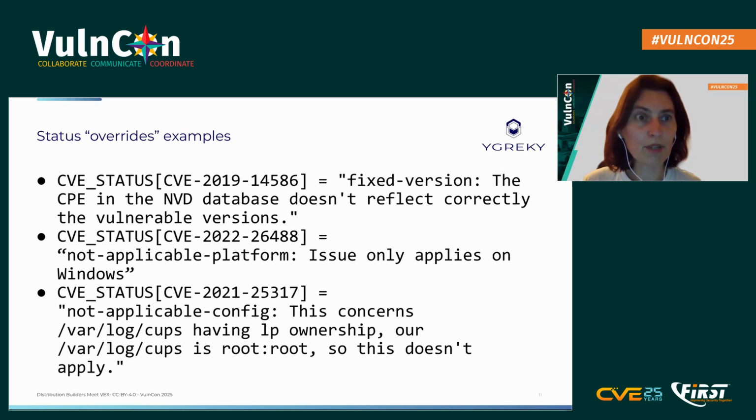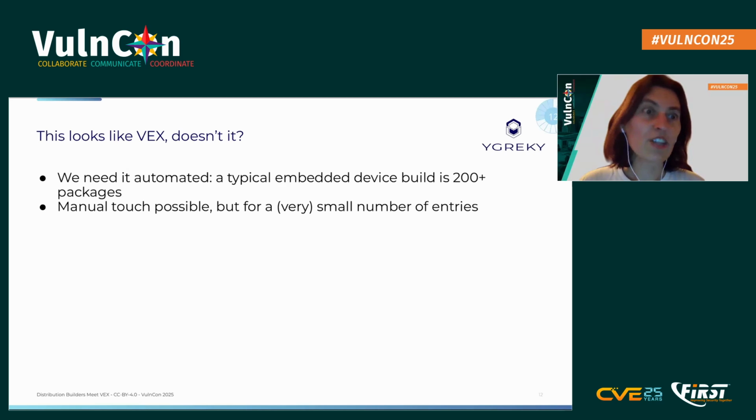It's not applicable because of a configuration. The vulnerability could be exploited, but only if there's a specific ownership of a specific file, and the default configuration that is shipped for this package has a different configuration, so the vulnerability cannot be exploited. And that's only the beginning of all the entries that we have around those CVEs. So it does look like a VEX, right? A little bit.